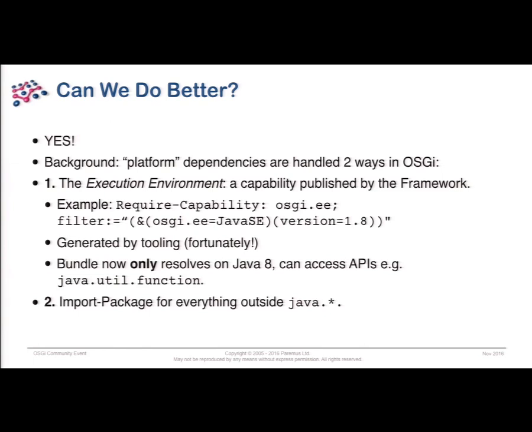So in OSGi, the standard way of declaring your dependency on the platform is this thing called an execution environment. So I declare that I depend on J2SE 1.8. And that's a bit of a mess, but that's generated by the tooling again. And this bundle will now only resolve if it happens to find itself running on Java 8. So it can't accidentally access things that it shouldn't be able to if it ends up running on Java 7. And then we import package for everything else outside of java.*.